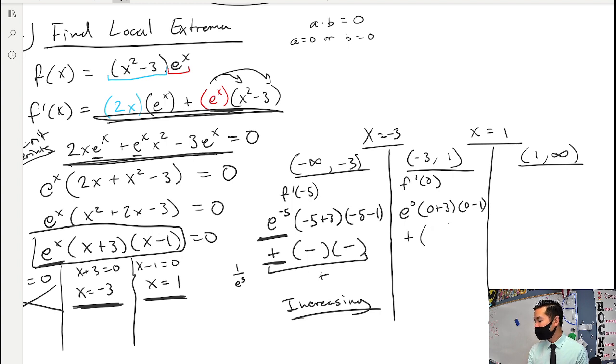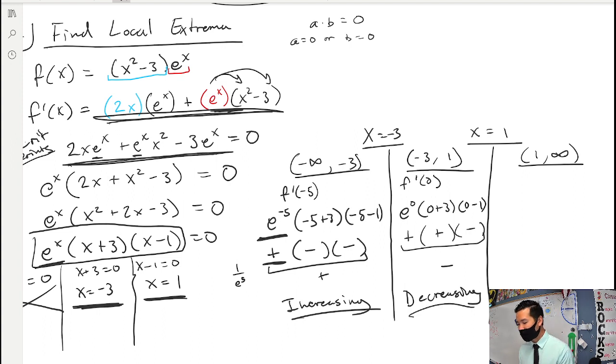What about 0 plus 3? Positive 3. What's 0 minus 1? Negative. So what's the sign when you combine all these? Negative, which means the function is what? Decreasing. The derivative is negative, so the function is decreasing.